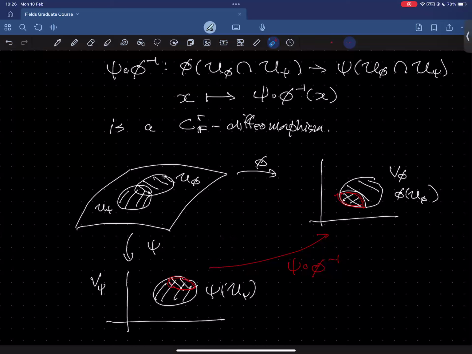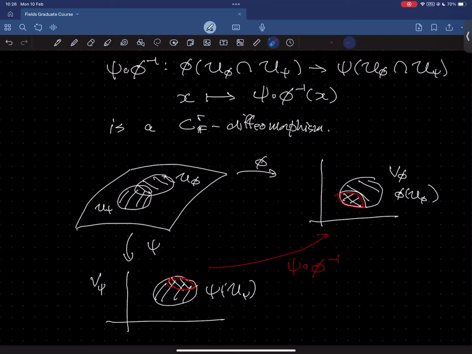As I said, it's always a bijection, so it's the diffeomorphism part that has the content. It's C^R going in both ways: it's C^R from here to here, and its inverse is also C^R. All right, so that's the definition of compatibility.